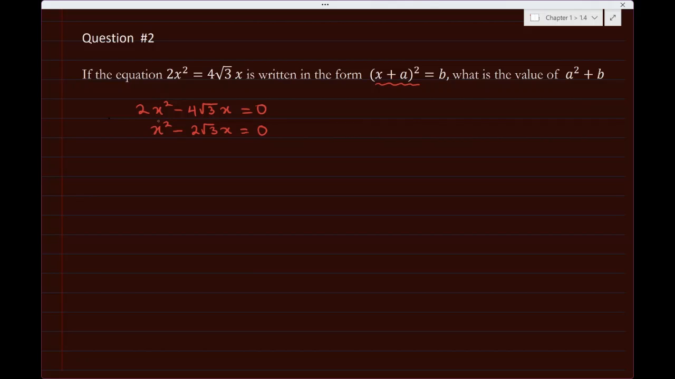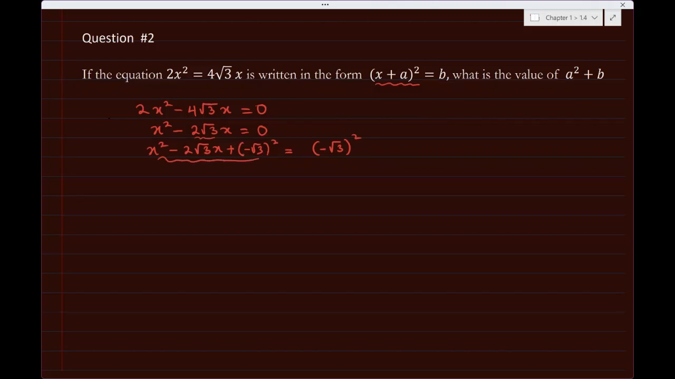Then we can apply the completing the square method here. How do we do that? We look at the coefficient of x, which is minus 2 root 3. What is half of that coefficient? Divide by 2. It's just going to be minus root 3. So this will be x squared minus 2 root 3 x. Then we're going to add the square of half of the coefficient, which is minus root 3. We add it to both sides of the equation, so we also add the square of it here.